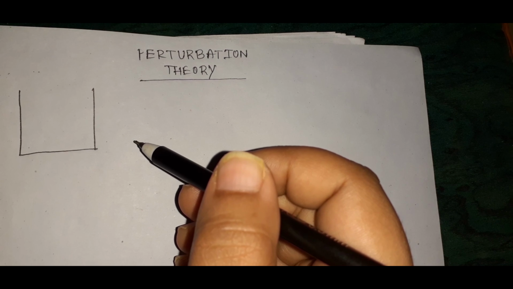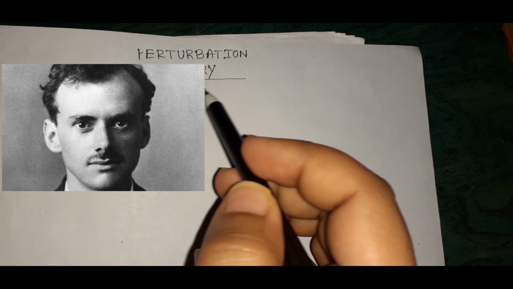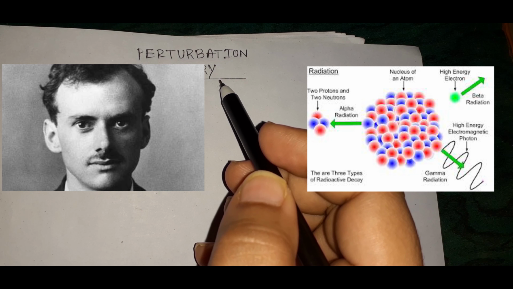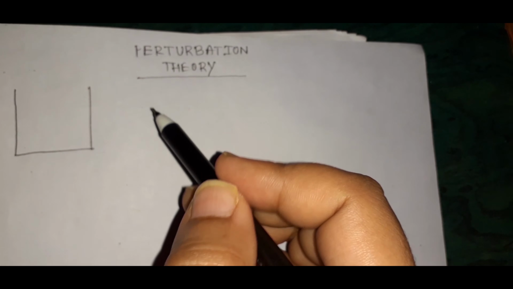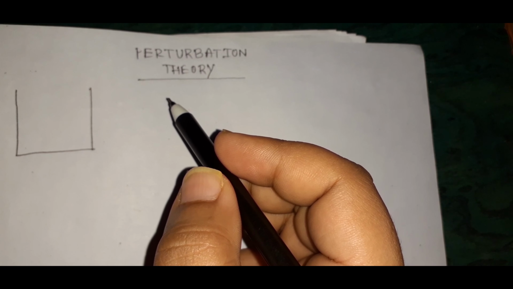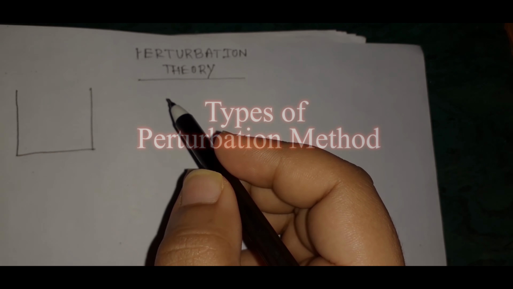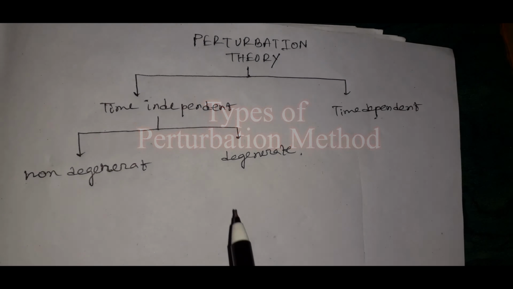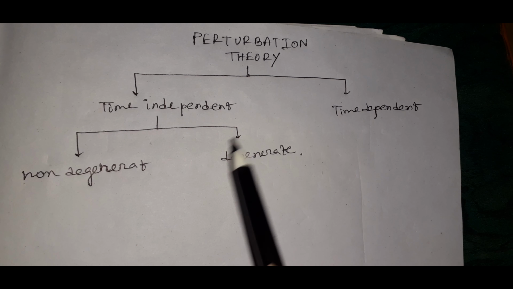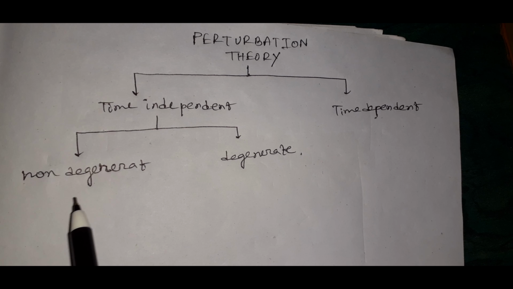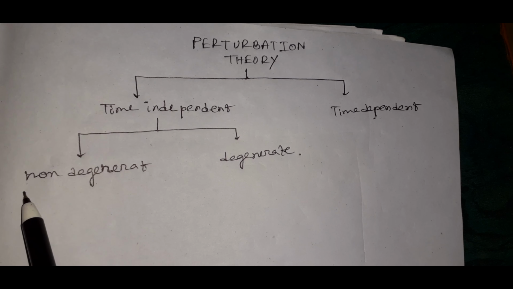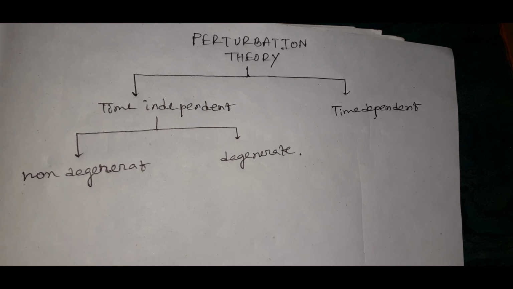In 1927, Paul Dirac applied this perturbation theory to solve radioactive decay of alpha particles in quantum mechanics, which is later named Fermi's golden rule. So this is the history and introduction of perturbation theory. Perturbation theory is basically of two types: one is time independent and one is time dependent, and the time independent is also divided into non-degenerate and degenerate. In this video I am going to talk about only the non-degenerate time independent perturbation theory.